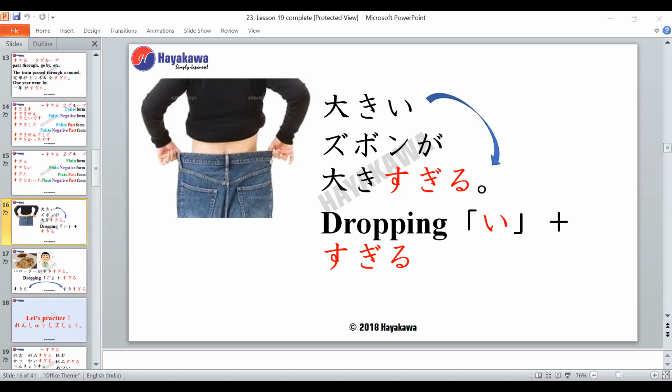So you can use sugiru even with adjectives, right? Like i-keiyoushi over here. You can say oki sugiru. The pant is too big. So zubon is nothing but pants, as we know in Japanese. Any doubts over here?